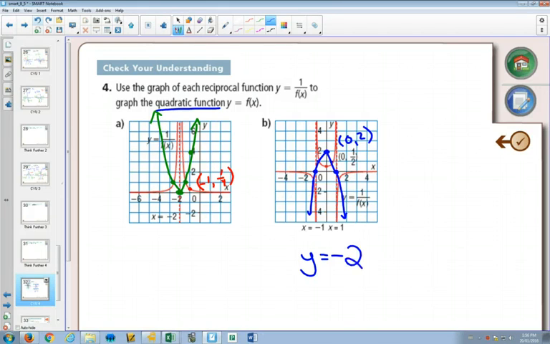So we're going to have -2 x squared, because of the 0, plus 2. That would be the equation of our blue graph. So questions you can do for this one. Number 9.